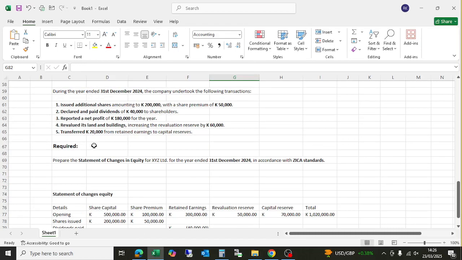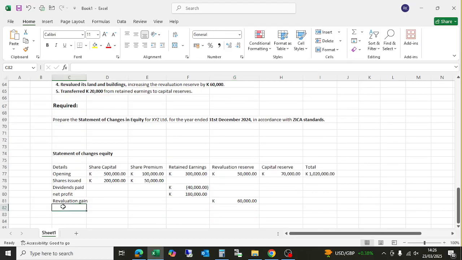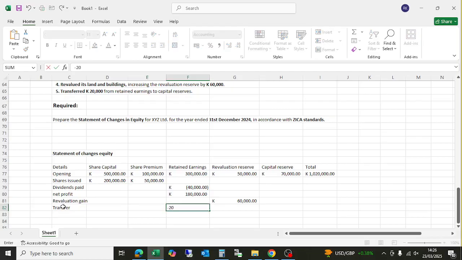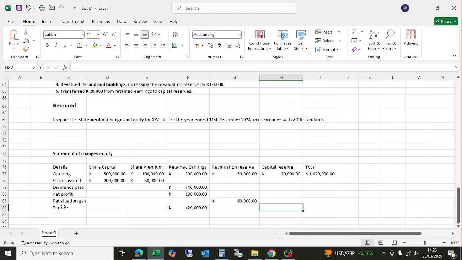And then the question is saying transfer 20,000 kwacha from retained earnings to capital reserves. So we have a transfer that we've made. We've transferred 20,000 kwacha from retained earnings. So we remove 20,000 from retained earnings and we take it to capital reserve. So we have a plus 20,000 kwacha here.